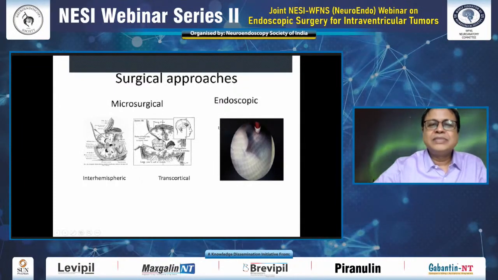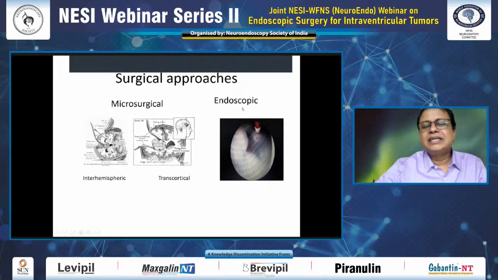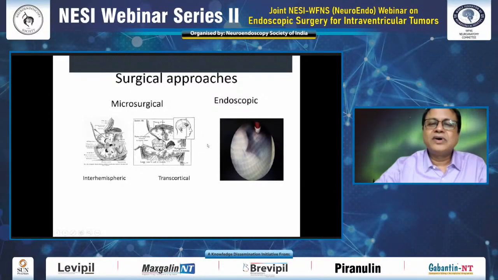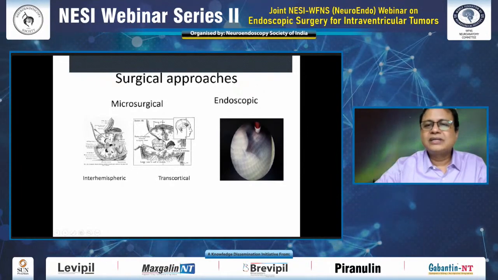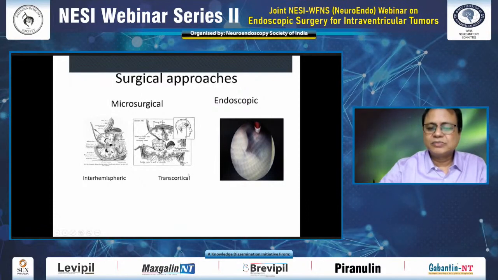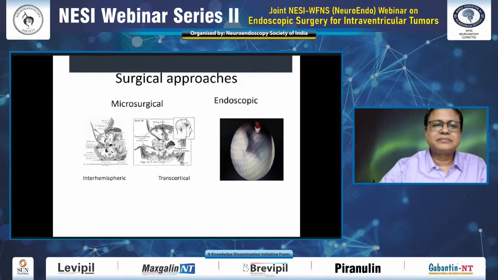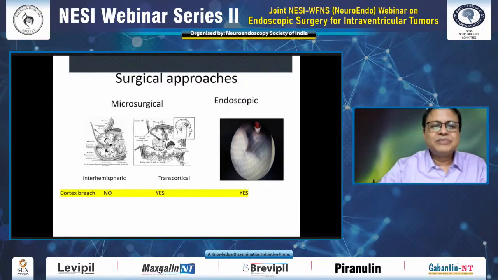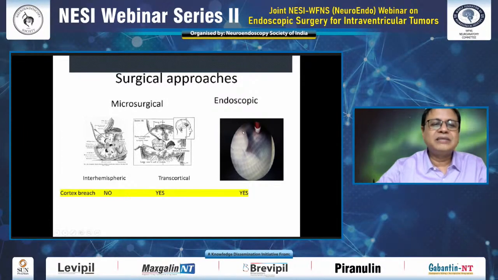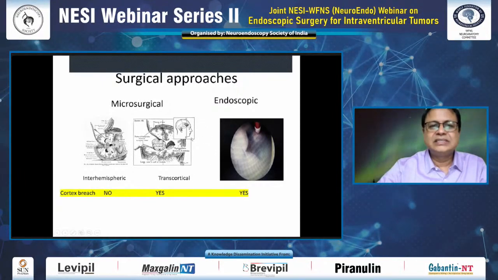So are we going in a retrogressive way or a progressive way? We have reduced the size, but I don't think we have reduced the damage to the cortex. We have gone from transcortical to a smaller transcortical, and the incidence of seizures with endoscopy has not been reported. So we have approaches where the cortex is breached, both in transcortical and endoscopy, and in interhemispheric, there is no cortical breach.